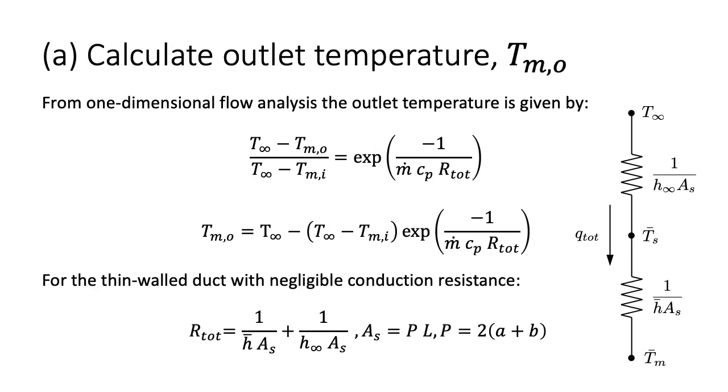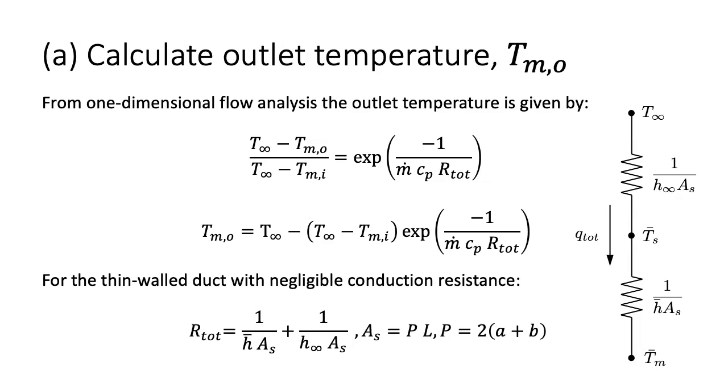For Part A, to calculate the mean outlet temperature for the air in the duct, we use the equation obtained from a one-dimensional analysis of the flow in the pipe with a constant external fluid temperature. Solving for the mean outlet temperature, we get the result shown, where the thermal resistance is due to the resistance to convection from the air inside the duct to the air outside the duct in the engine compartment. Note that we are neglecting the resistance due to conduction for a thin-walled duct.